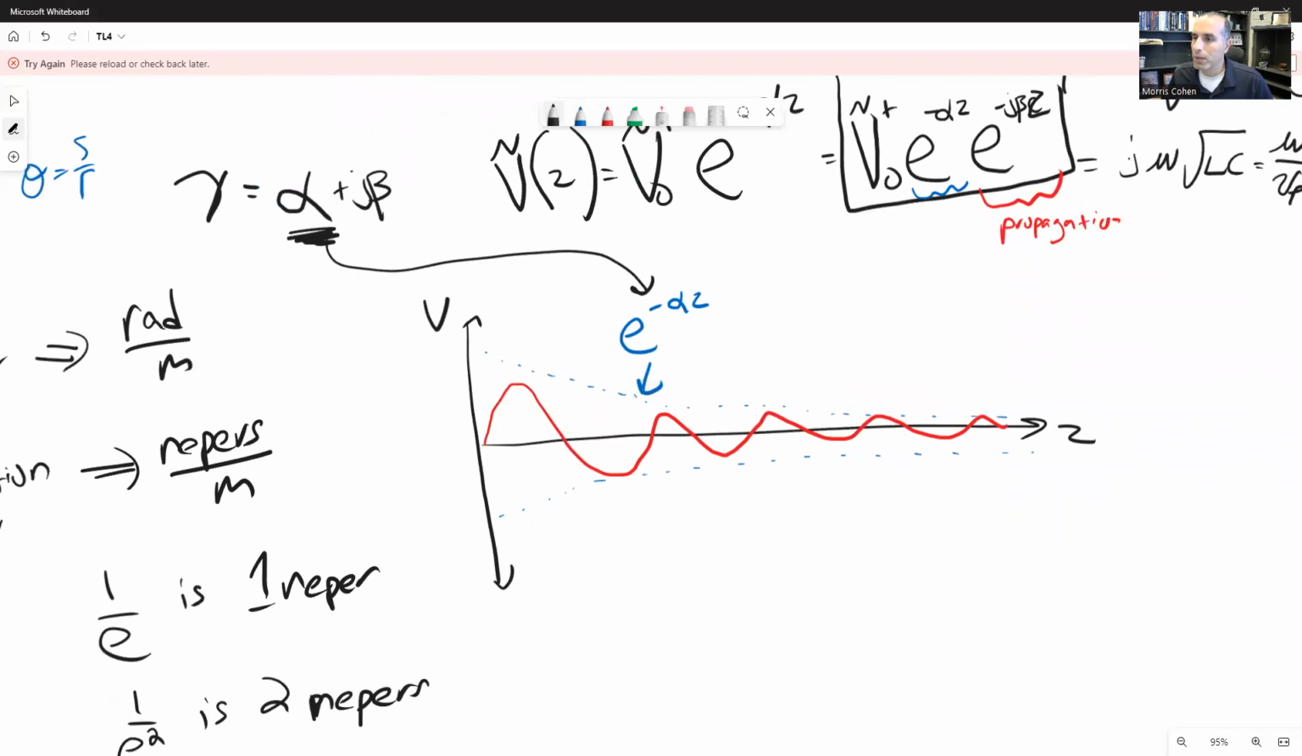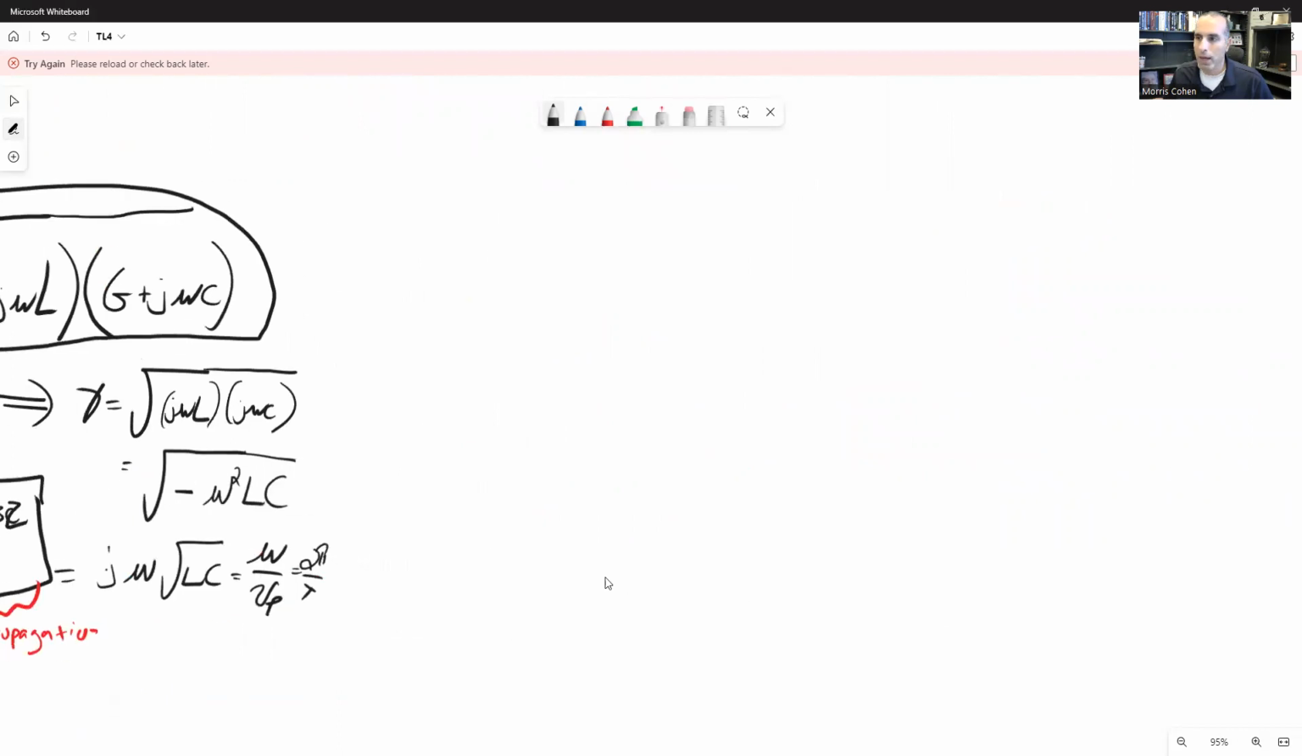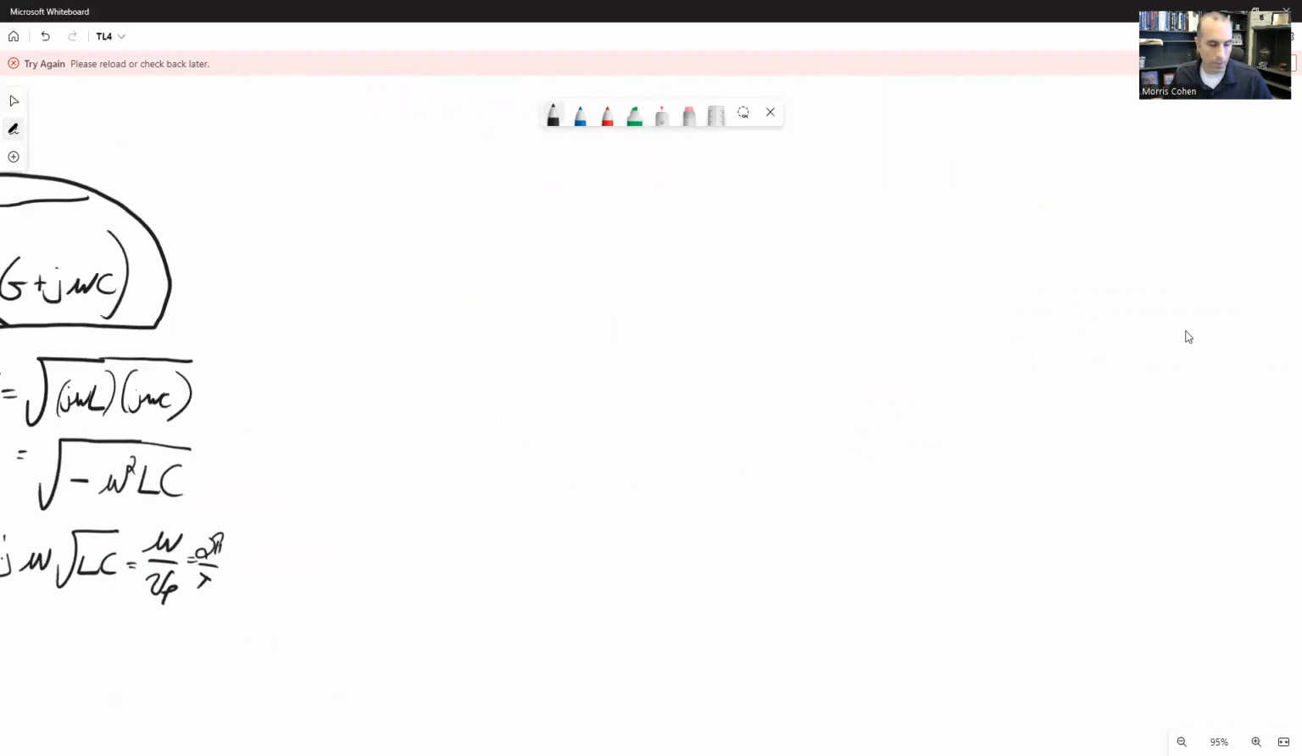But let me just consider one case of a low loss and a high loss transmission line. All right, so there's a couple special cases. First is if alpha is much smaller than beta, which implies that gamma is mostly imaginary.